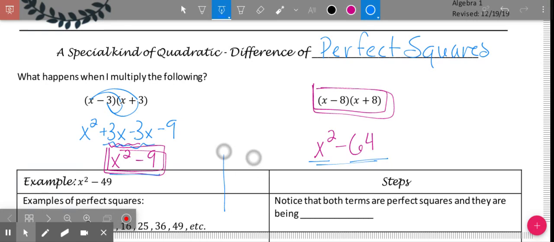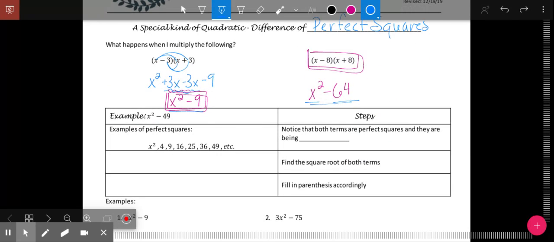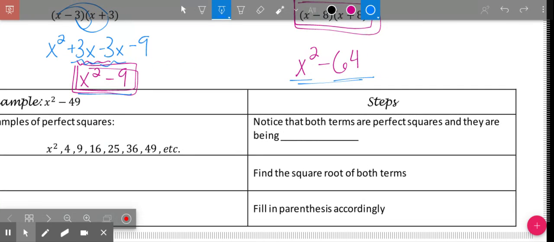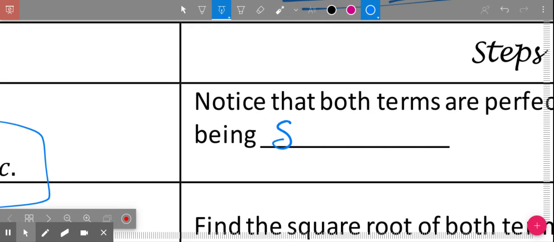So to factor difference of perfect squares, it's actually a pretty easy process. It's a lot shorter than the factoring process that we learned about yesterday. Okay. So the first thing we have to notice is that both terms are perfect squares. Okay. So a few examples are here. X squared is a perfect square. 4, 9, 16. If we look at these, 9 and 64 are both perfect squares. Notice that both terms are perfect squares and they are being subtracted.